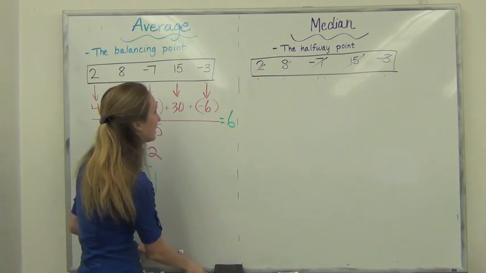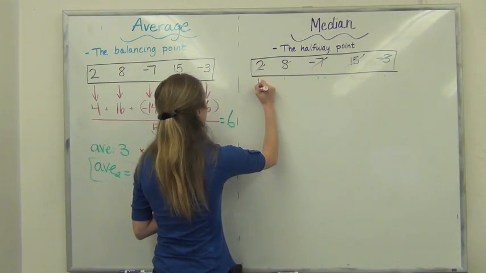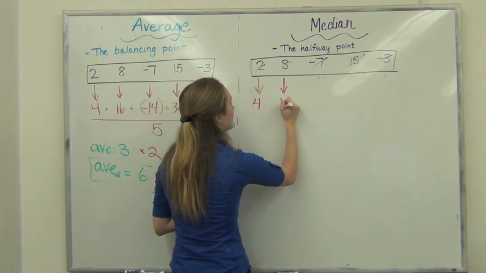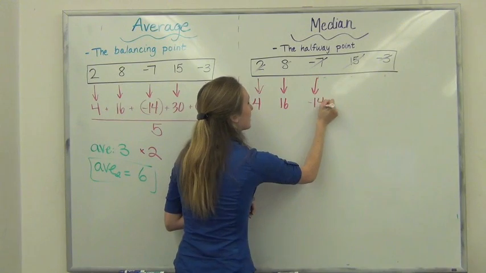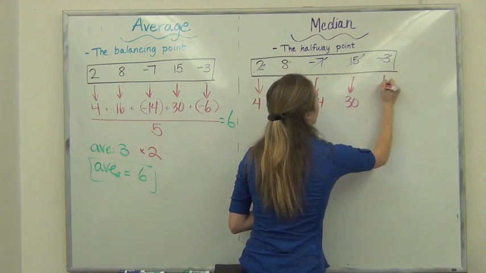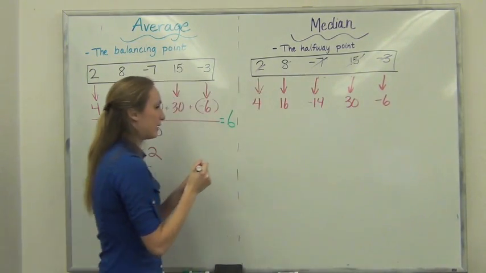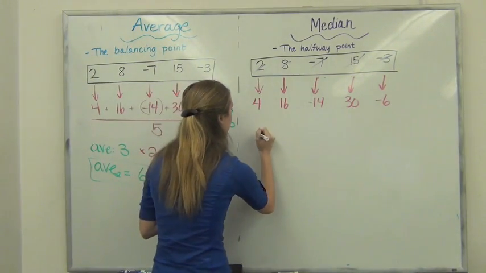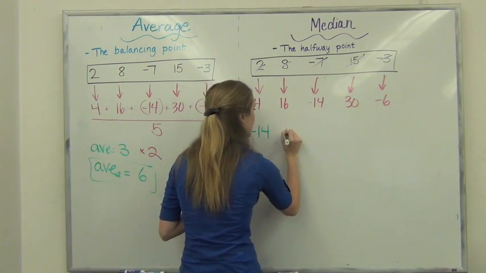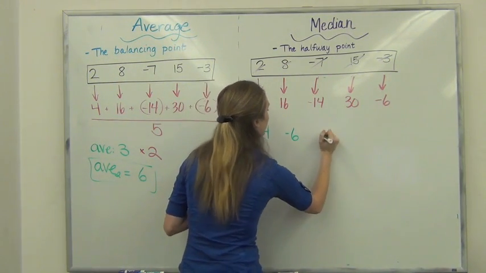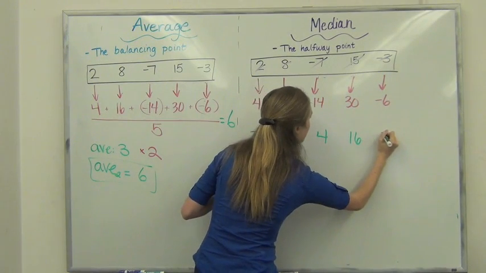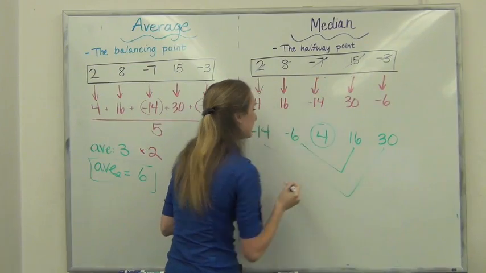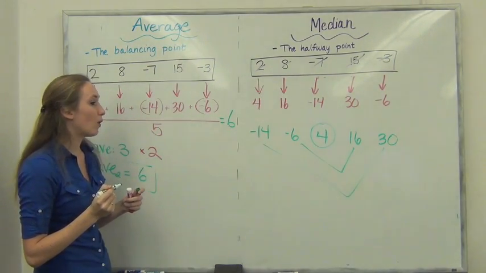Let's double everything over here. We already did double it over there, so we had 4, 16, negative 14, 30, and negative 6. Now we can take the median, but first we have to rearrange the numbers in the correct order. The lowest number on the list is negative 14, then negative 6, then 4, then 16, then 30. We line up our dance partners, and we see that our center number is 4.